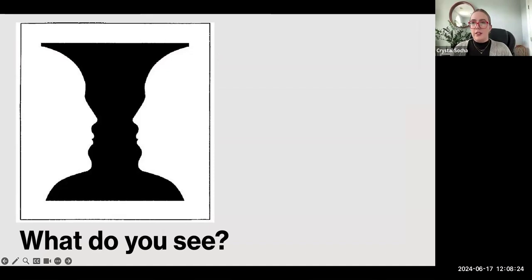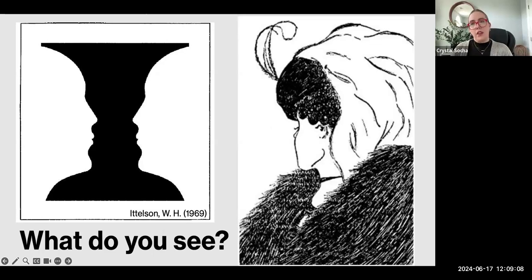Two faces, a candle holder, two faces and a vase, two people looking at each other, an hourglass, a candlestick, a flower pot stand. Okay. So I won't give any feedback just yet, and I will describe these in detail in just a moment. What about this image? What do you see? The image on the right.